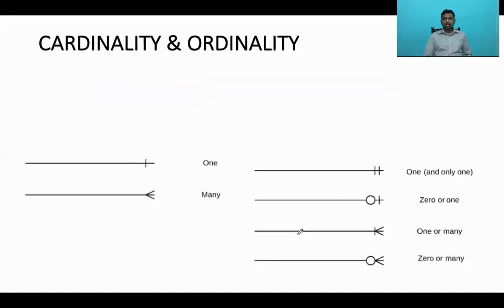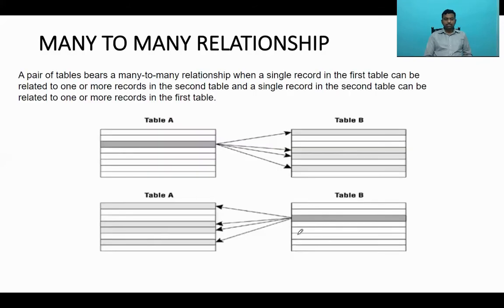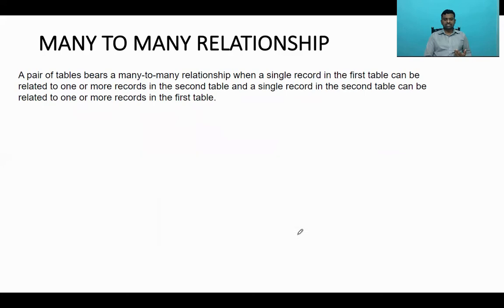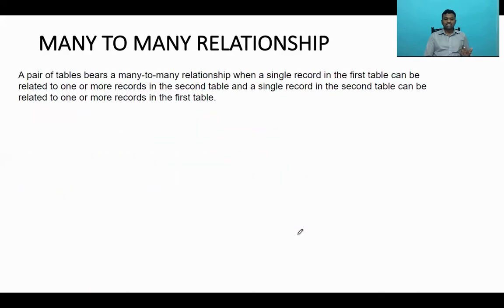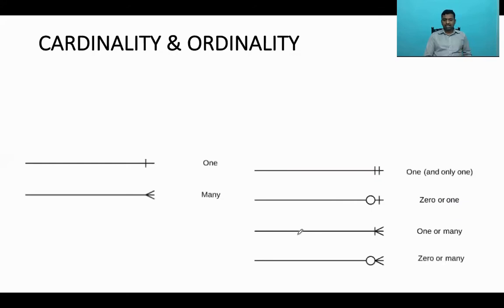Next, we are going to see cardinality and ordinality. It is all about how we relate our data. We have seen one-to-one, one-to-many, many-to-many relationships. So we have a few types here: if only one line is there, it means one. If many lines are there, it is called many. Now here I can say one and only one, zero or one, one or many, zero or many.